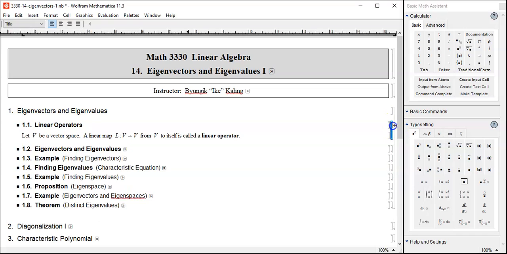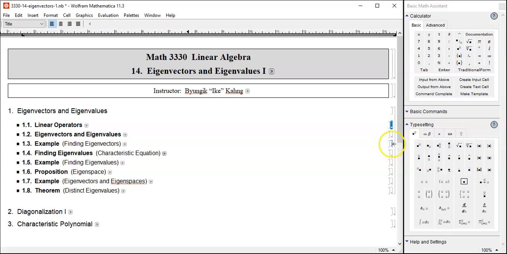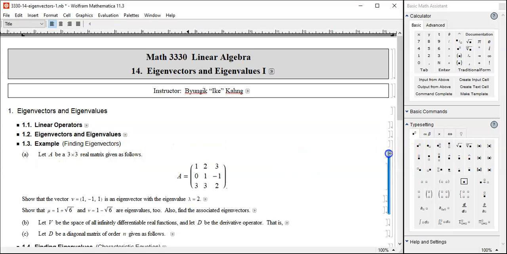A preparation first. Let V be a vector space. Then a linear map L from V to itself is called a linear operator. Now, if this linear map goes from V to, say, another vector space W, then we do not call it a linear operator. For example, if it is R3 to R5, then no. A linear map from V to itself is called a linear operator. For example, we have to have a square matrix. In this case, we define a linear map from R3 to R3.